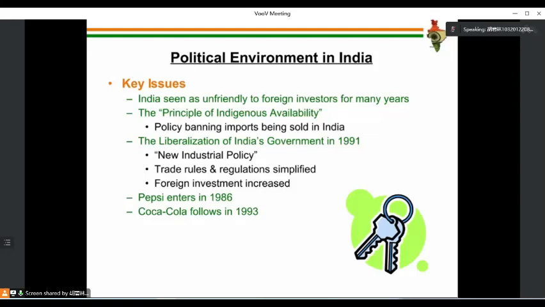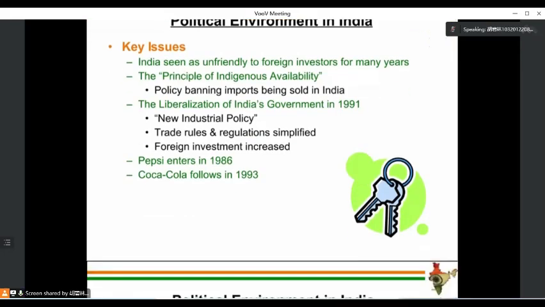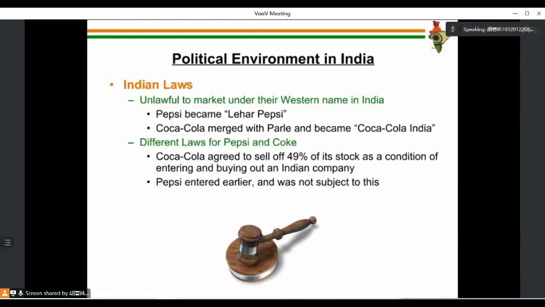Interestingly, after Coca-Cola left India in 1977, Pepsi entered India in 1986. So we can see that after Coca-Cola left, Pepsi tried to go in, and they made a lot of efforts to expand their business in India. Regarding Indian law, due to the closed market, a lot of things had to be modified for Pepsi. Pepsi had to change its name to Lehar Pepsi. The word Lehar comes from the Hindi language. It means wave, the sea wave, ocean wave. It's a very localized name, and the same goes for Coca-Cola before 1977. They had to merge with a local business and become Coca-Cola India.